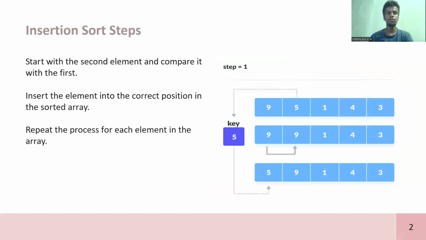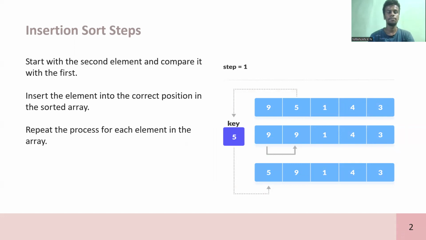So we move on to insertion sort steps. Start with the second element and compare it with the first element. So this is the first step. We take the first element as key, which is 5, and now it will swap with the number 9. So by taking 9 as bigger than 5, we swap it to the first element.